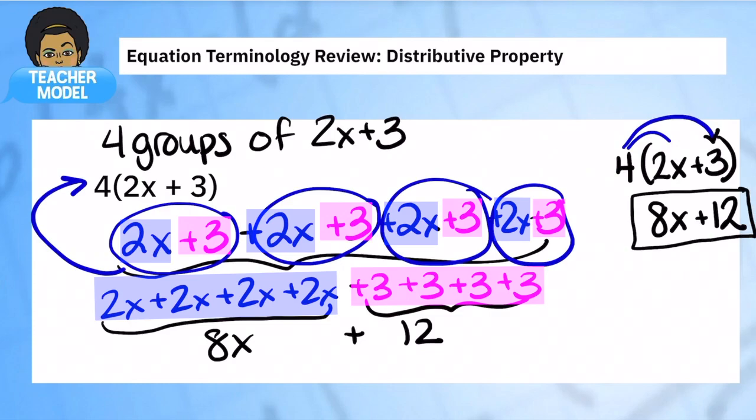positive 3, because there are going to be some cases, Math Marvels, where you might have a negative sign. In that case, you're going to have to remember how to multiply with positive and negative numbers. But that's what we're going to do today. We're going to do a lot more practice with distributing.